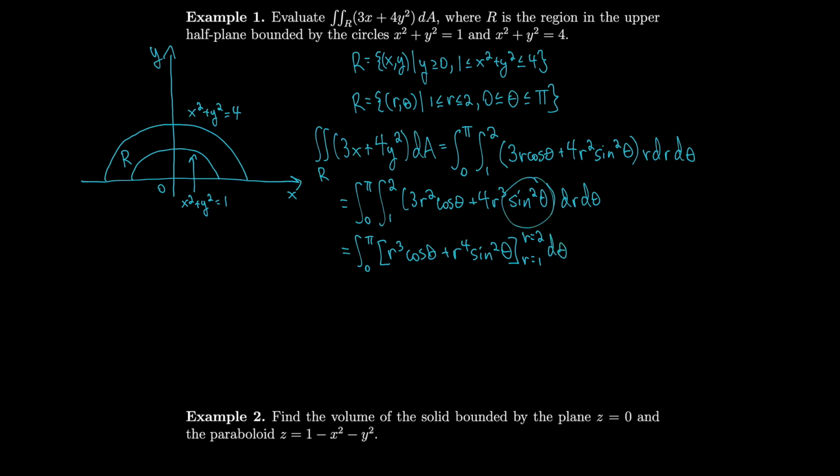Notice that sine squared theta is a constant, so we didn't have to worry about that. Same thing with cosine. We just had to worry about the 4r cubed and the 3r squared. Okay, so now we plug in 1 and 2, and we get the integral from 0 to pi of 7 cosine theta plus 15 sine squared theta d theta. And now theta is a variable, so we have to worry about it. So in order to evaluate this, we need to integrate sine squared.